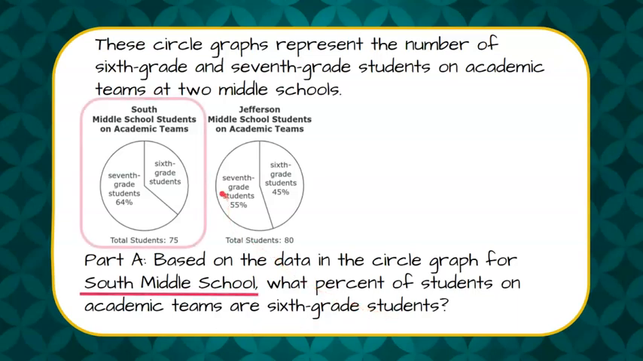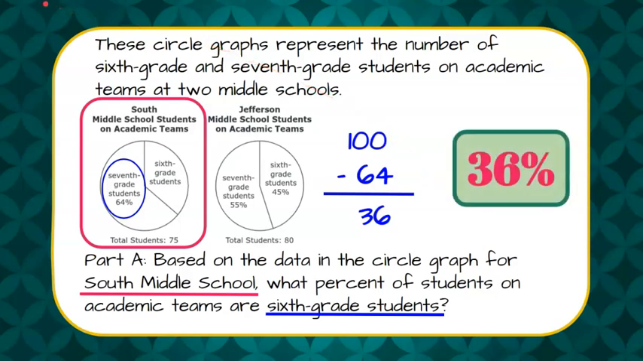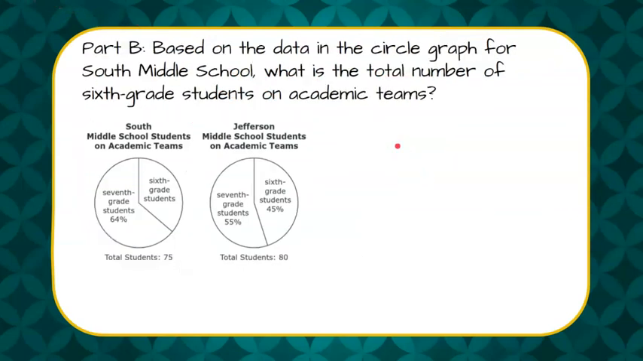So we know that we're only focused on this circle graph because they're asking us about South Middle School, and the other circle graph is for Jefferson. So we want to know what percent of these students are 6th grade students. Our circle graph is split into two sections. We have 7th grade students, which is 64%, and we have 6th grade students in the other part. We know that this entire circle graph represents 100%. So we can say 100 subtract the 64% of the 7th graders leaves us 36, or 36% are 6th graders.